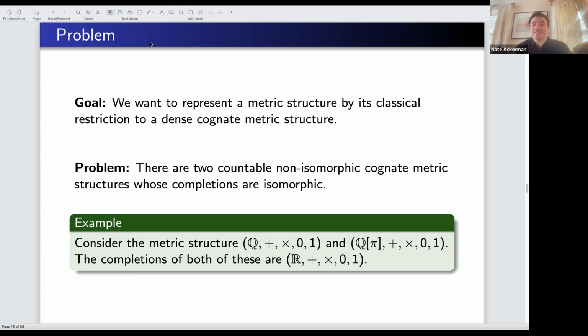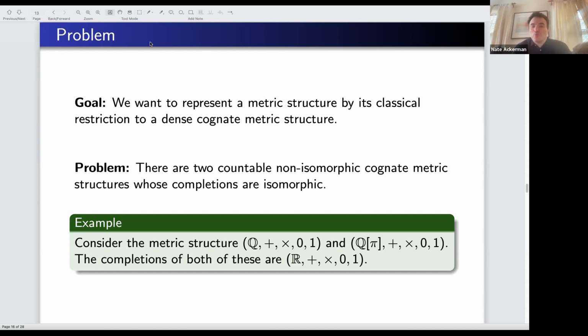So one of the problems with this encoding of cognate metric spaces via classical structures is that you can find non-isomorphic cognate metric spaces which correspond to the same completions. So if we want to think of cognate metric structures as representing their completions, because dense sets encode all of the information in a complete metric space, then it's a problem if you have non-isomorphic structures which represent the same structure, because non-isomorphic structures have some property of one that's not of the other.